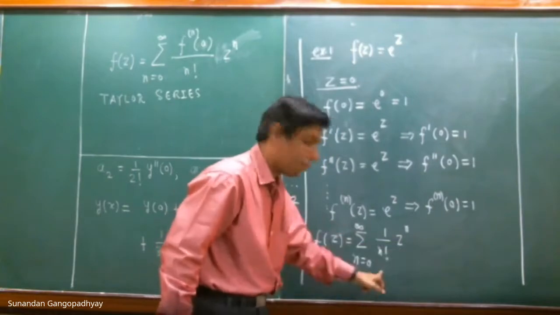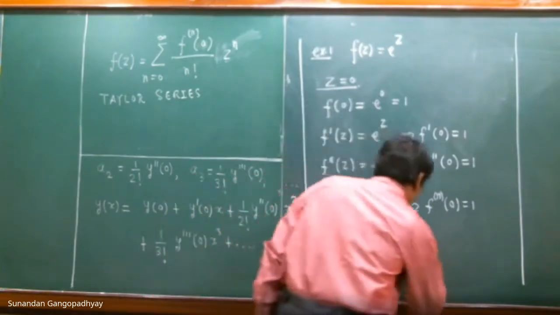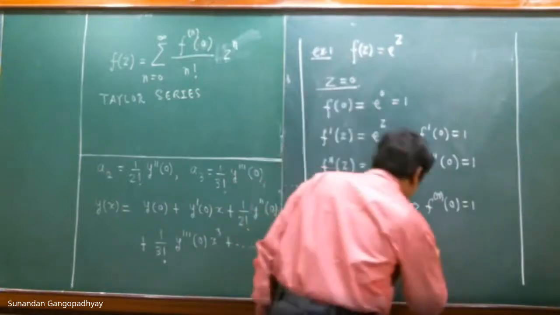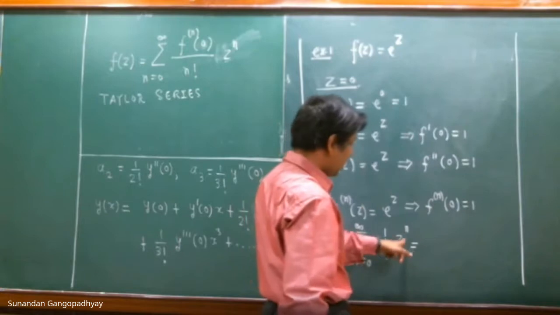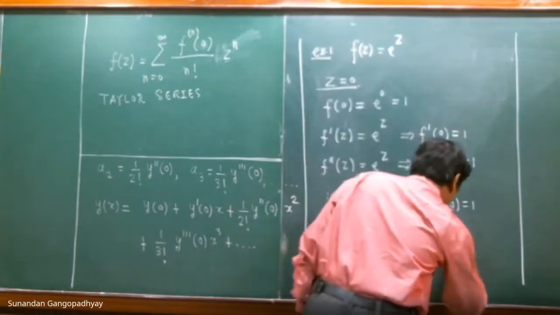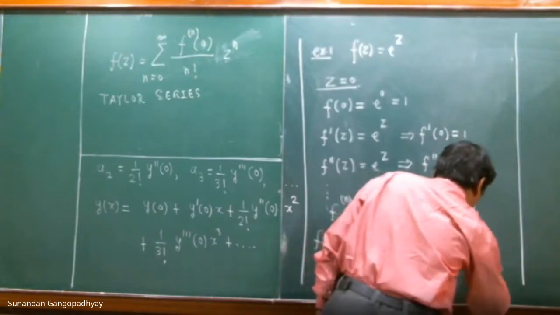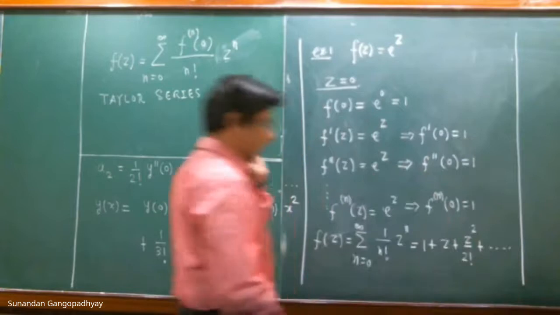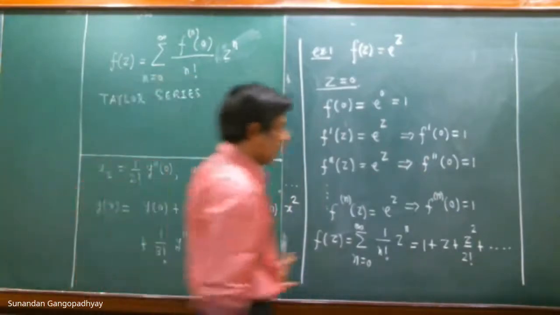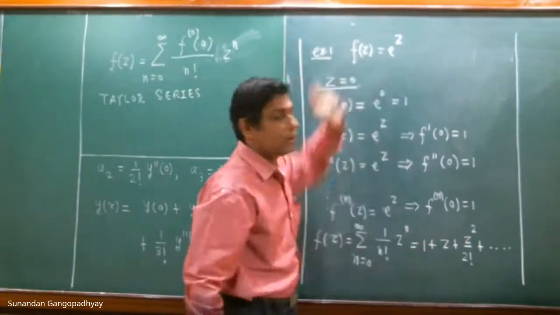It is z to the power of n by n factorial, summation from n is equal to 0 to infinity. And you can expand this summation now. If you do that, the first term is z to the power of 0 by 0 factorial, so that is 1. The next term is z. The next term is z square by 2 factorial, and so on. So this is the Taylor series expansion of the function e to the power of z.